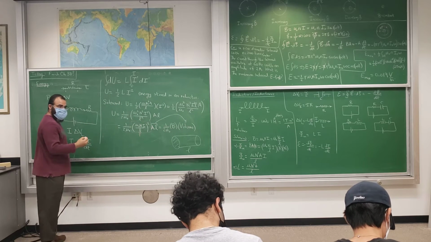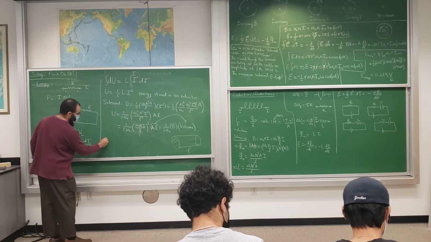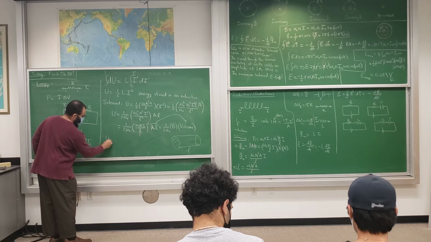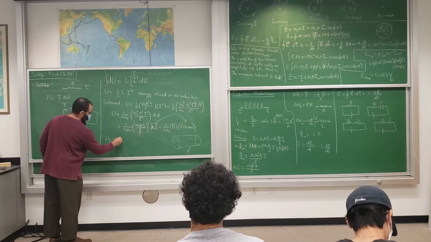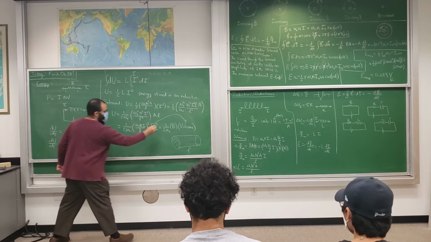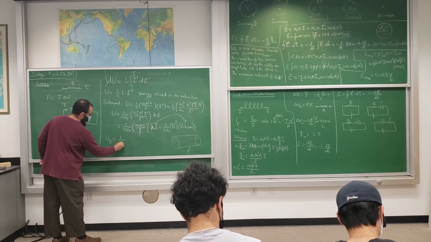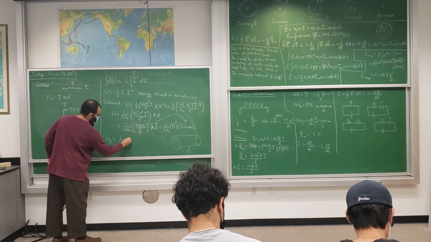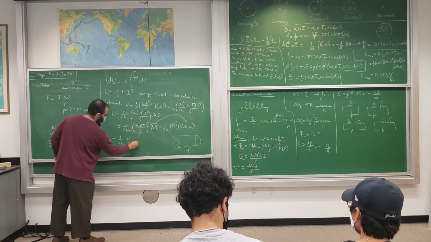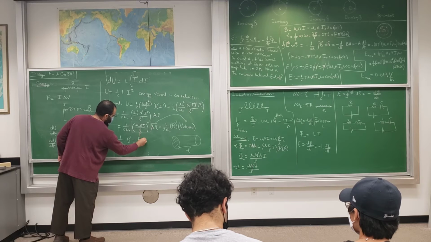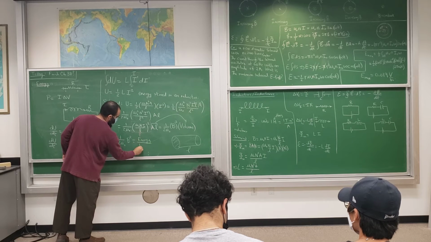Therefore, the energy density, the energy per unit of volume in a magnetic field is 1 over, oh, there is a B squared. This is squared, right? Okay, 1 over 2 mu naught B squared. This is the energy over volume.